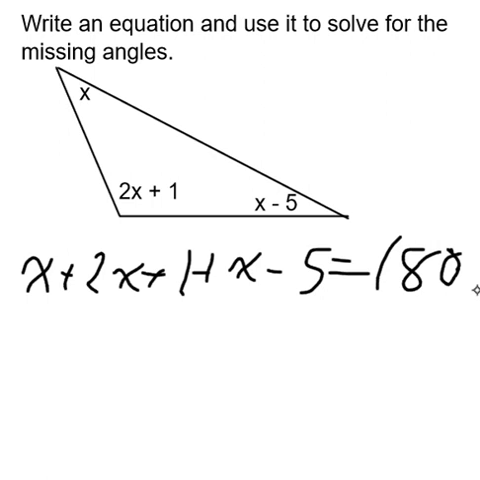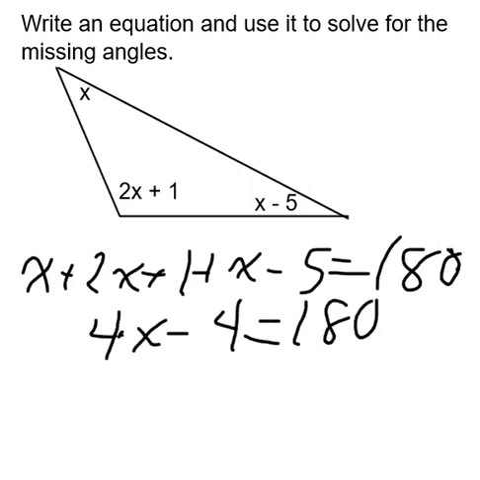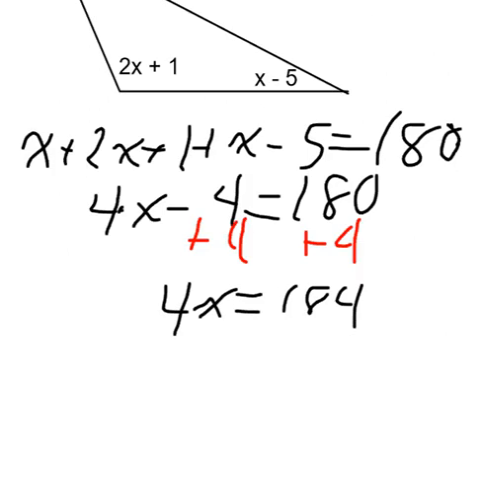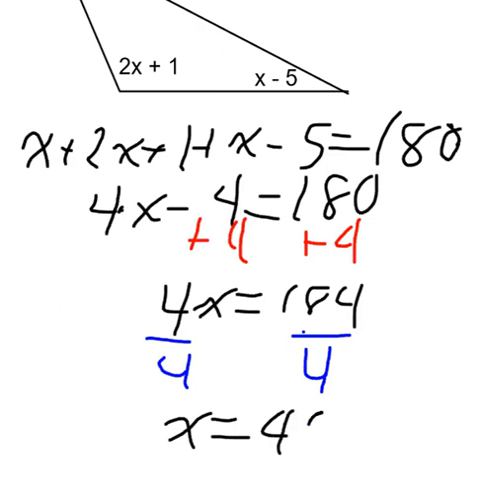So now I can combine my like terms. x plus 2x plus x is 4x. 1 minus 5 is minus 4. I can add 4 to both sides. I get 4x equals 184. I'm going to divide both sides by 4, and I get 46. Okay, let me just double check that.